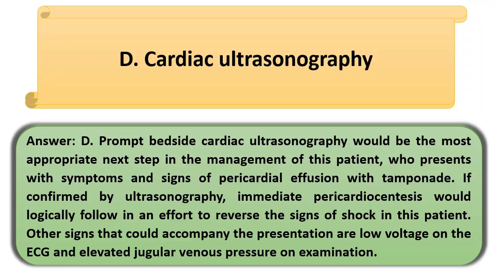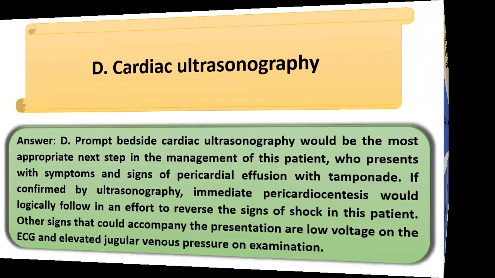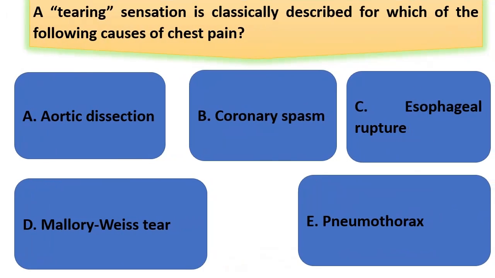A tearing sensation is classically described for which of the following causes of chest pain? A. Aortic dissection. B. Coronary spasm. C. Esophageal rupture. D. Mallory-Weiss tear. E. Pneumothorax.